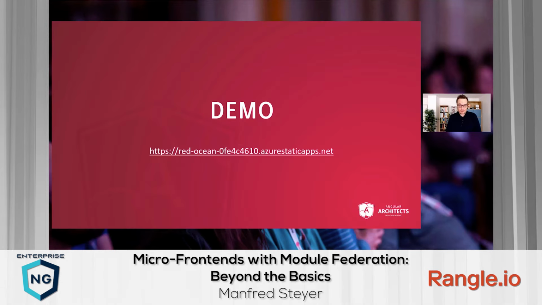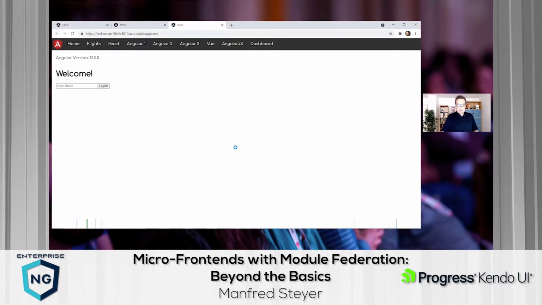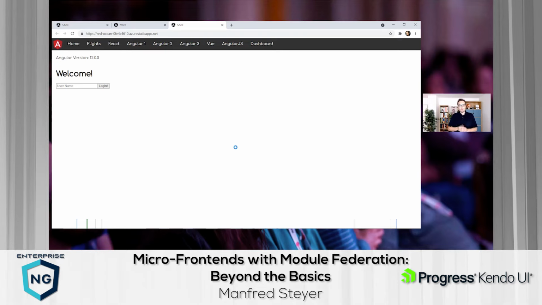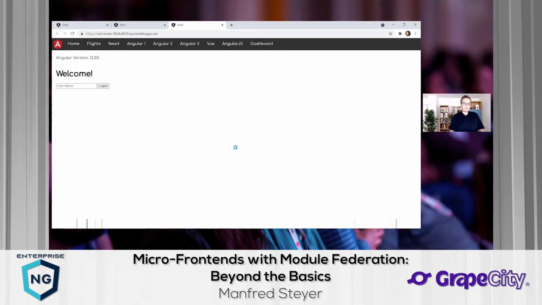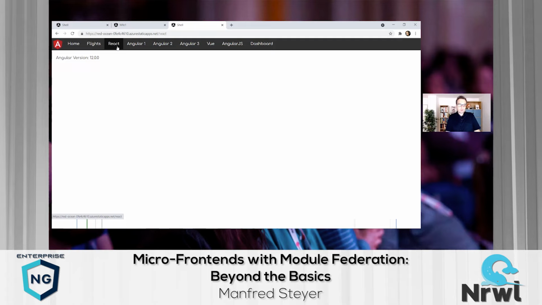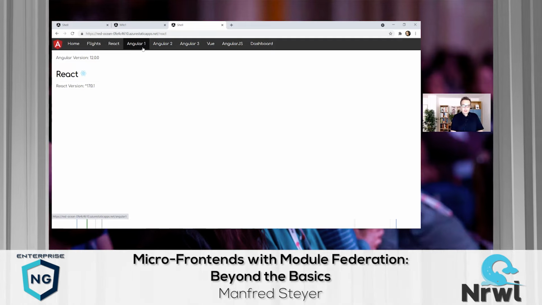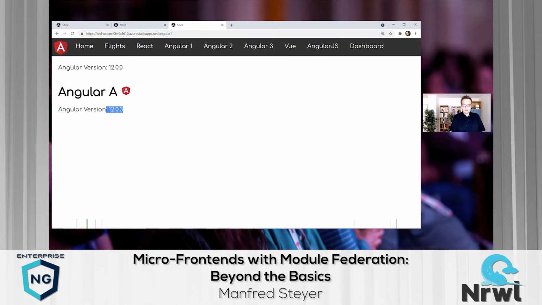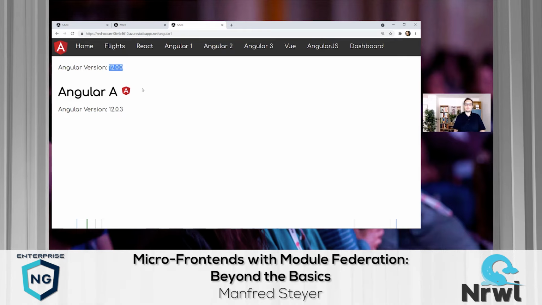Let's have a look into this. For this I have prepared an example in the Azure Cloud. It is just a bigger version of the example I've used here so far. And as you see here, this is an Angular-based shell. And now I'm just routing to a React-based component or a React-based application. Here I'm routing to a different Angular application. Here I'm using 12.03, while the shell is using 12.00.